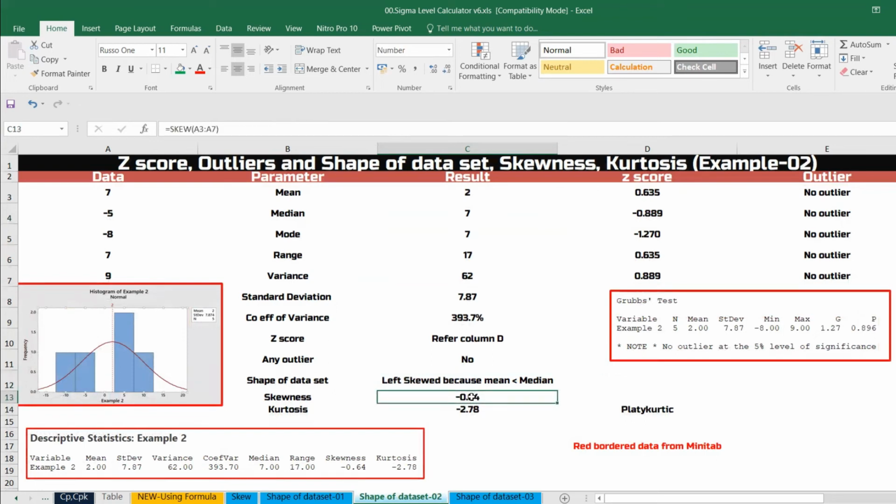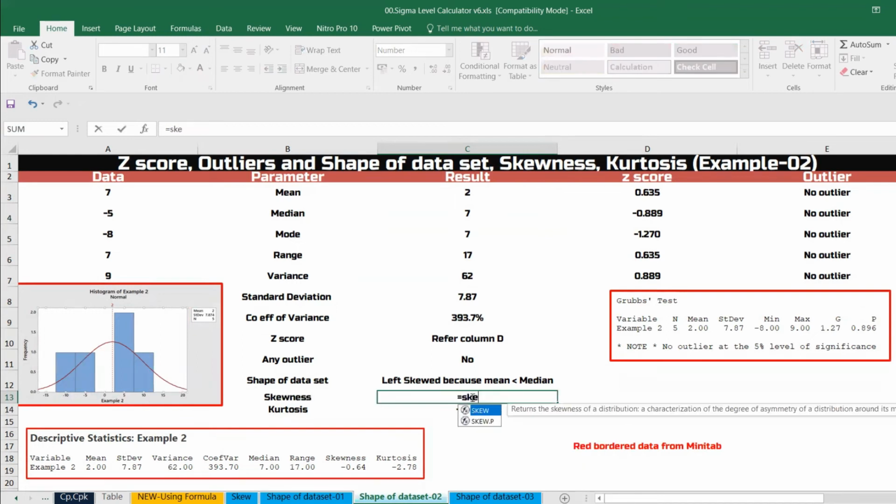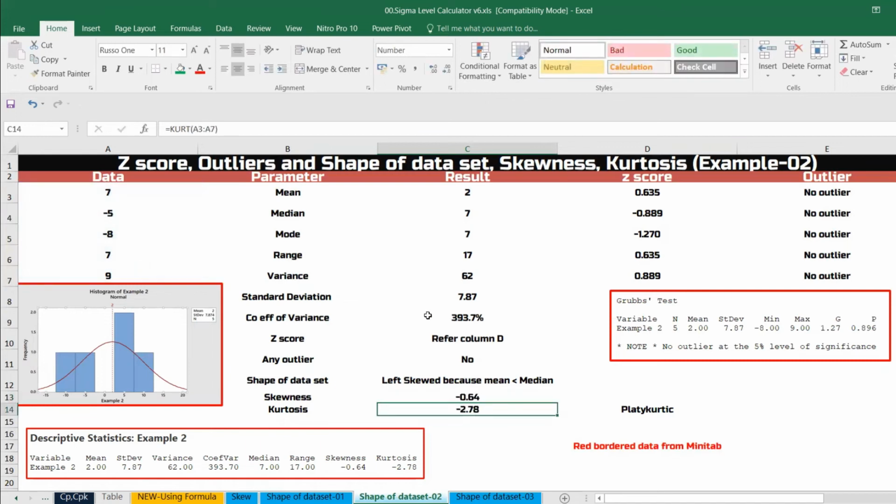Another way to find it is to simply use the SKEW formula, and if the value is negative, it is called negative skew. As simple as that. That is also very easy to find. You just need to give SKEW, select the array of values, and in this case we got a negative value.